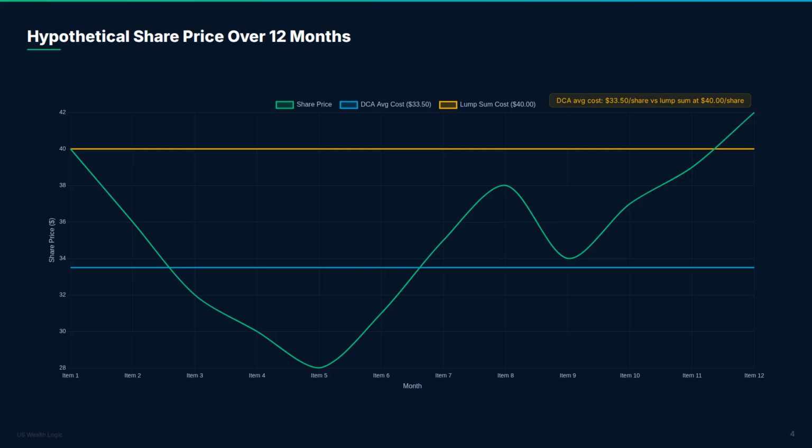This chart shows how the share price fluctuates over the year and what happens to your average cost per share under each approach. In a volatile market, which is the normal market, dollar cost averaging tends to lower your average cost per share compared to a single lump sum purchase made at the wrong time. The data illustrates why consistency often beats a one-time bet.